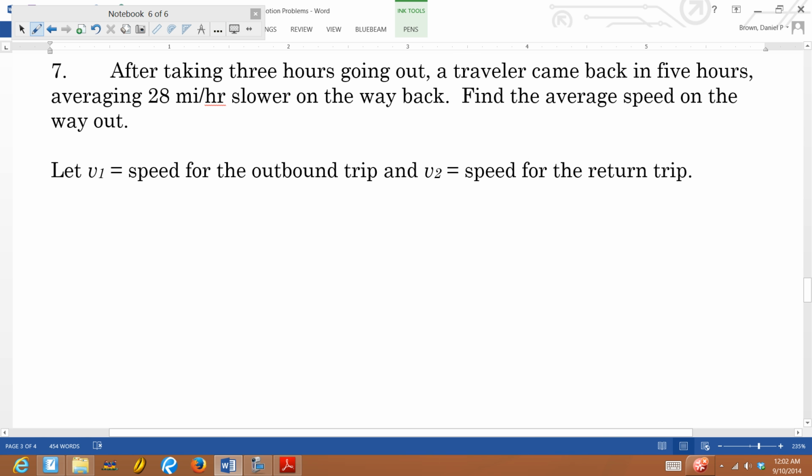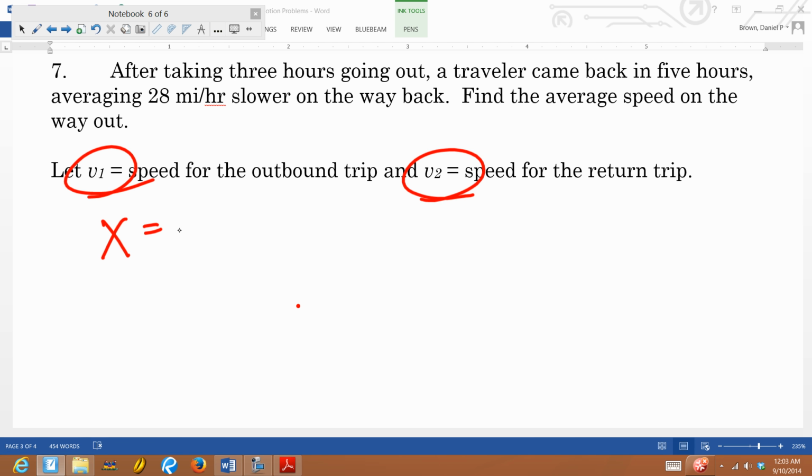Okay. After taking 3 hours to go out, a traveler comes back in 5 hours. We have 2 times. Total of 8 hours again, 3 and 5. And we're 28 miles per hour slow on the way back. Find the average speed, V1, on the way out. Okay, so here's V1 that we need to find on the way out. And V2 we know is 28 miles an hour slower than V1. We also know that the X's are still the same because we're going the same distance out and back on the same road.